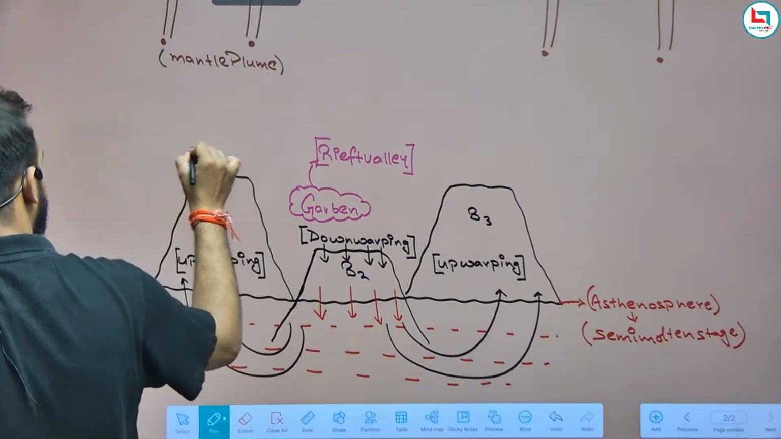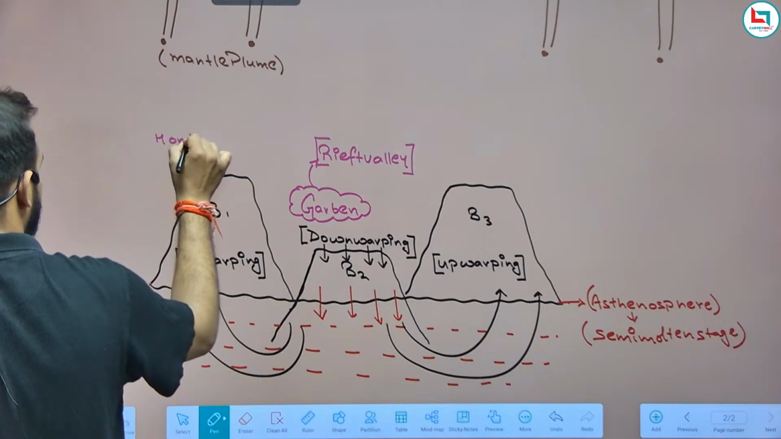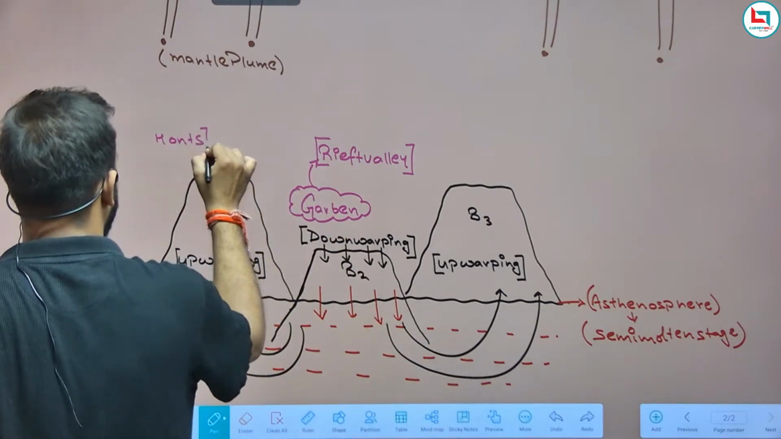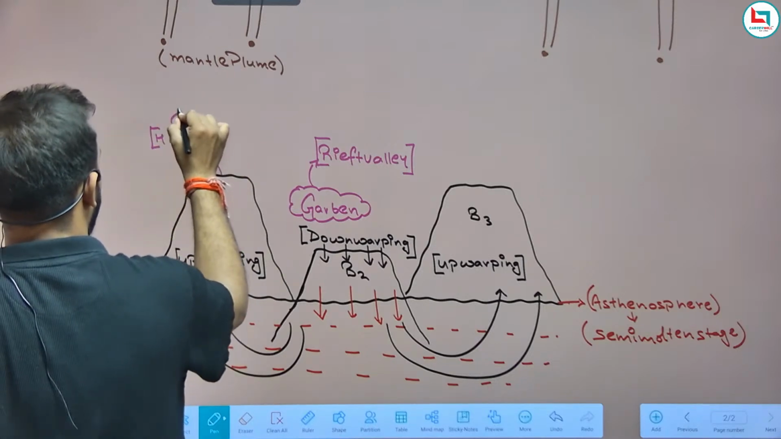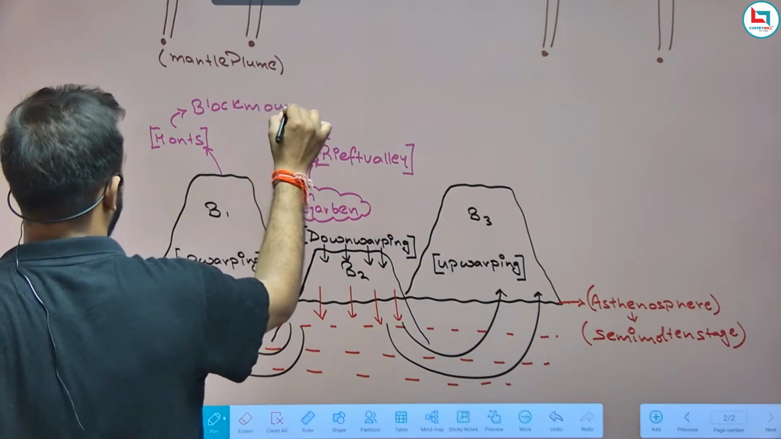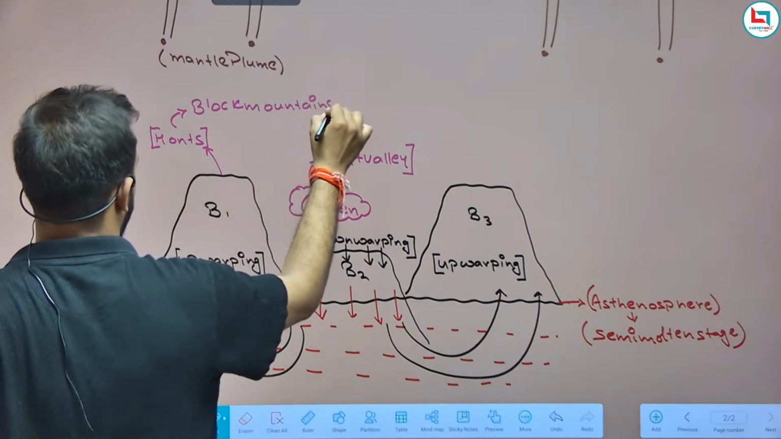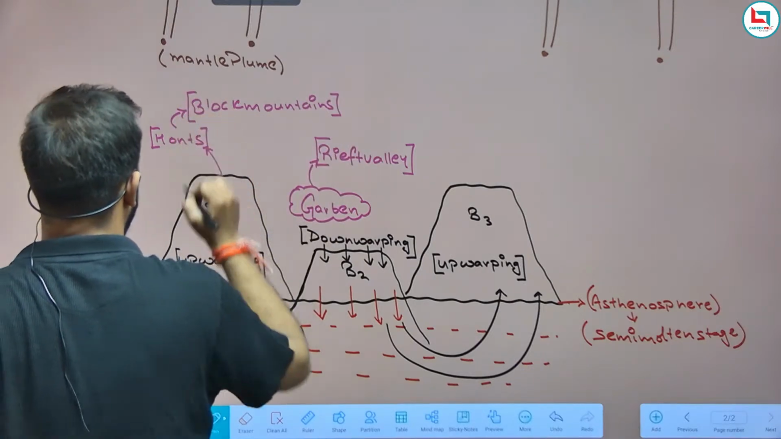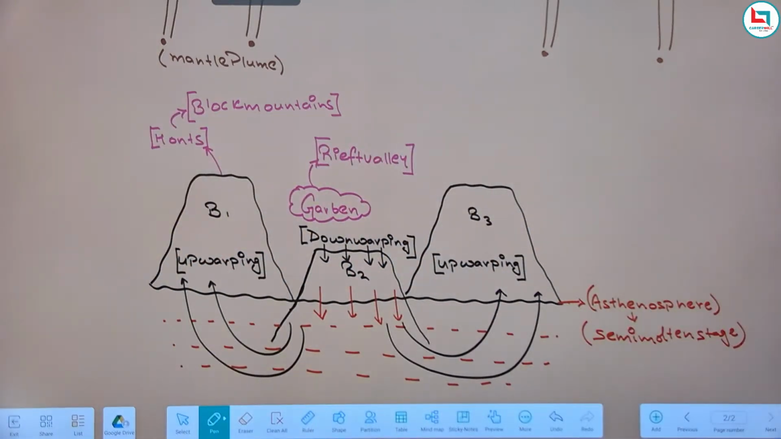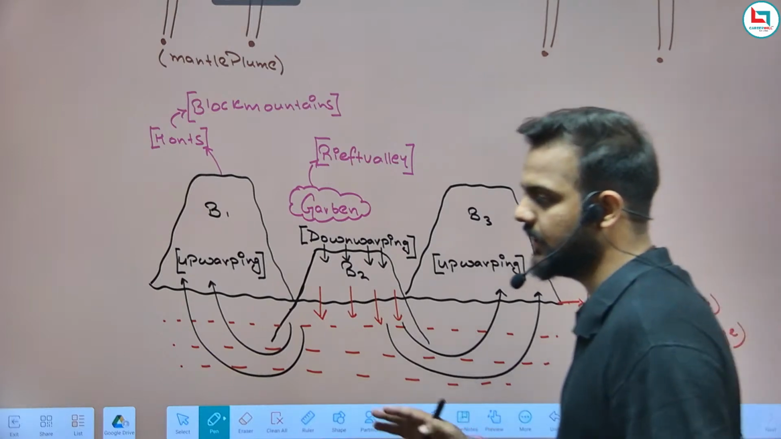or technically they are known as the block mountains. So are we good about how block mountains are formed? This is the process of faulting. This is how block mountains are formed due to the process of faulting. So this complete process is known as faulting.